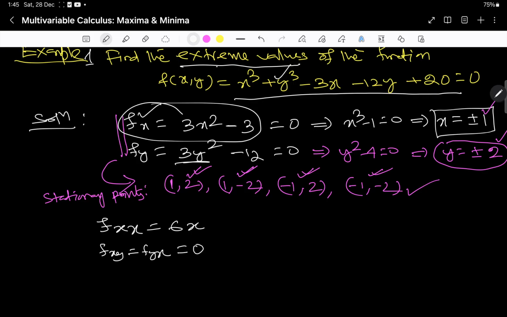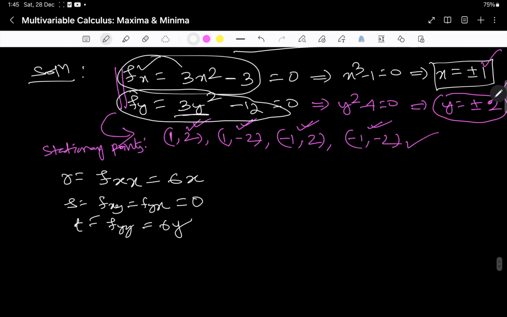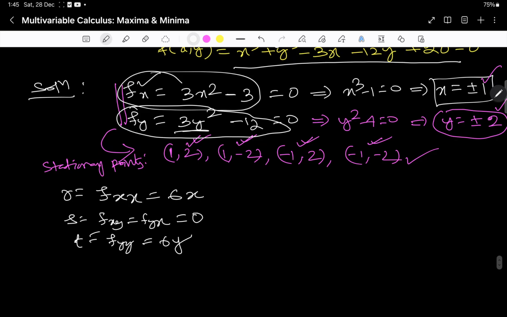And it is 0 irrespective of any points. Then your fyy, we differentiate it with respect to y again. So derivative of 3y square is 6y, right? This is 6y, and we may say this is my r, this is my s, this is my t. So now in the tabular form we check rt minus s square at individual points.